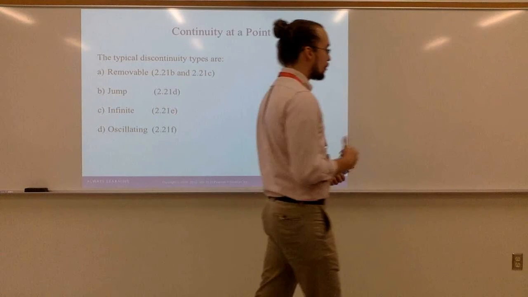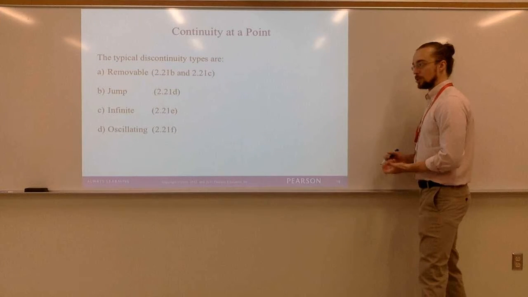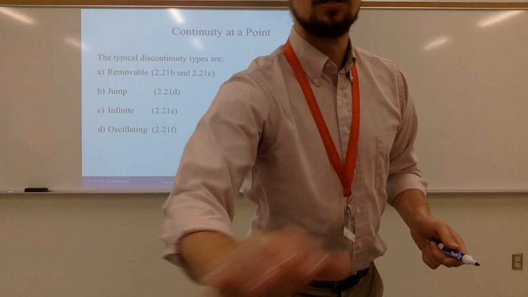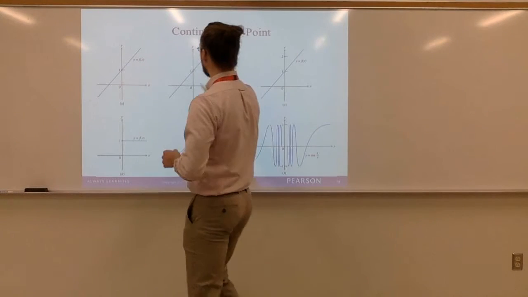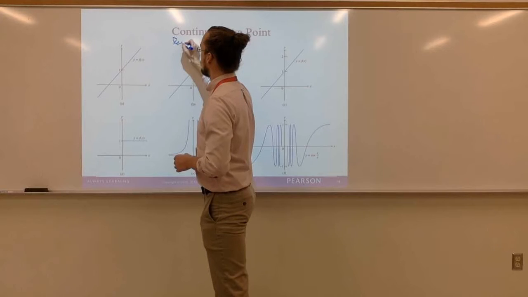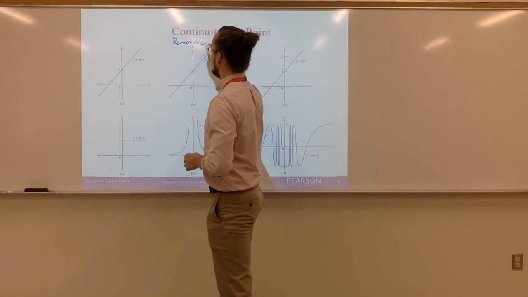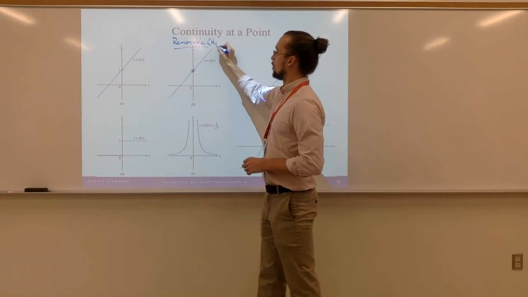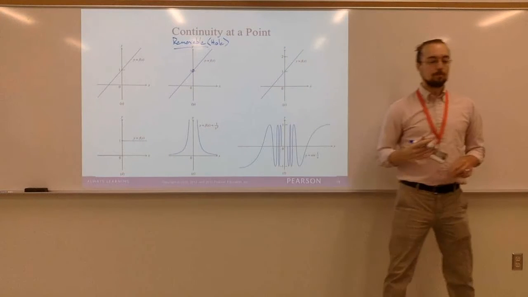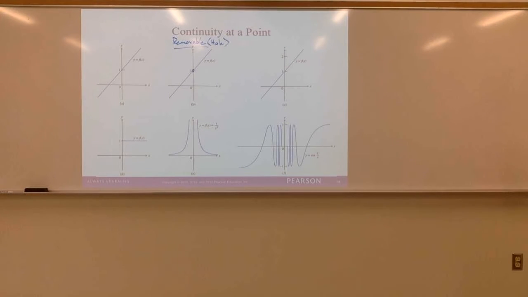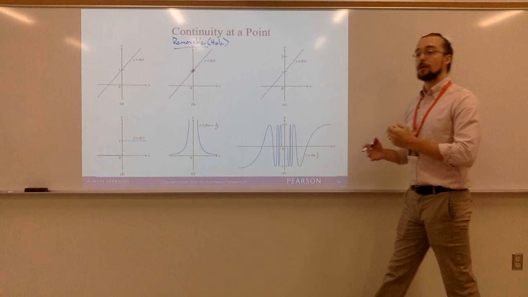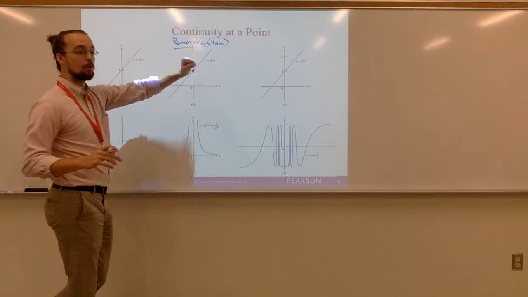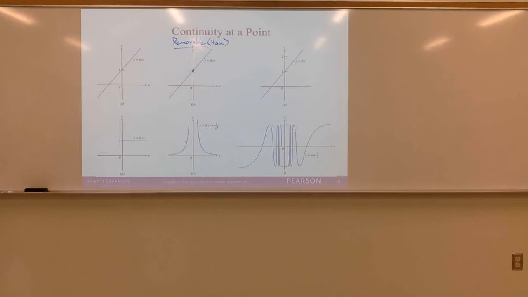All right. So the first type, a removable discontinuity. All that means, and these are all on the next slide, so I'm going to go ahead and change. A removable discontinuity is something like this. Removable just means there's a hole. I can fix that. I can plug that with a single point. I can make the function continuous by just plugging in a single point there. That's what a removable discontinuity is.